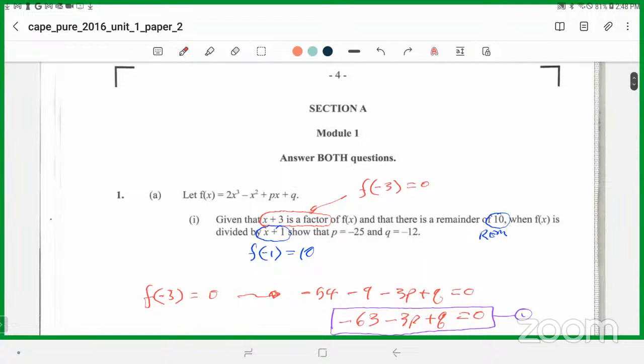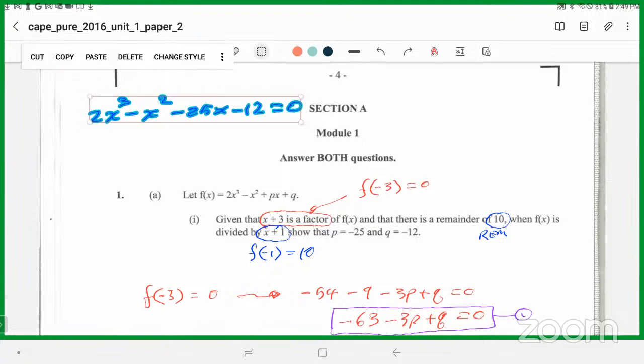So the f of x becomes, let me write it up here, 2x cubed minus x squared. And then the p we say is negative 25, so that becomes negative 25x. And the q is negative 12. So 2x cubed minus x squared minus 25x minus 12 equals 0. This is what we're solving now. As a cubic equation, you solve it by dividing it down and finding the quadratic. We're trying to factorize it down.